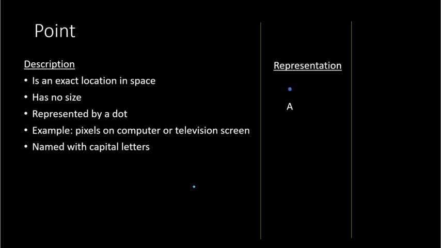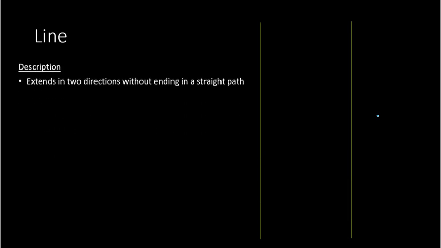So for example, if we had this picture, we have a point, and then A is the name of that point. We could call that point A, or just call it A. The next term is a line. A line can be described as extending in two directions without ending in a straight path. A line has no thickness, and to represent this with a picture, we would have something like this.